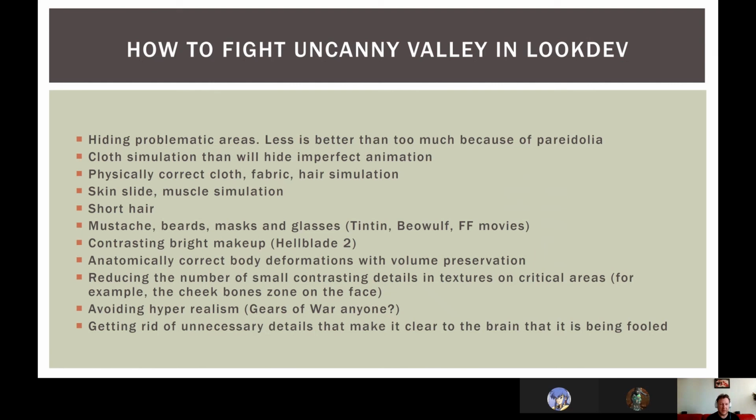Reducing the number, avoiding hyper-realism in general, makes the character appearance a bit stylized, a bit not human in terms of the proportions, the scale, the way they look. Gears of War is a pretty good example. There is pretty detailed everything. They have lots of mocap, they have lots of everything, but they're not 100% realistic in terms of the proportions, of the armor, all that stuff.